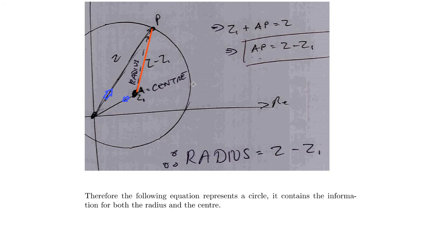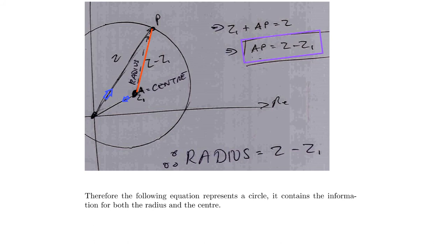And I'll say that again, minus Z1 plus Z gives us AP, because you start at A and finish at P, the same outcome, and you have minus Z1 plus Z, which is the same as Z minus Z1. Hence, we can have this equation to represent the radius of the circle. There we are, AP is equal to Z minus Z1.